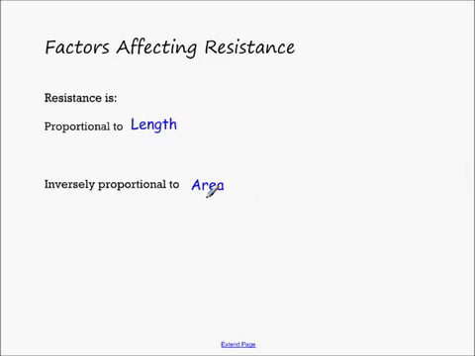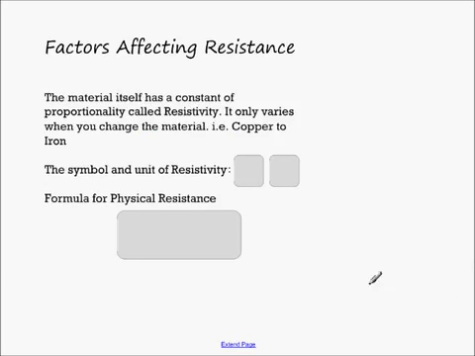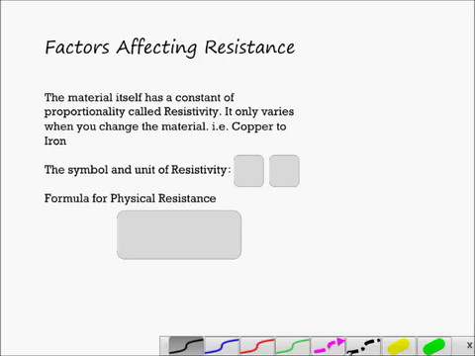Increase the area, you're essentially making the pipe bigger, easier to get through, so resistance goes down. So area goes up, resistance goes down. The material itself has a constant of proportionality called resistivity. It only varies when you change the material, i.e. copper to iron. Okay, so the actual material itself has a particular constant and it's called resistivity.